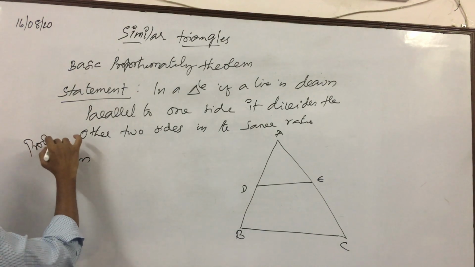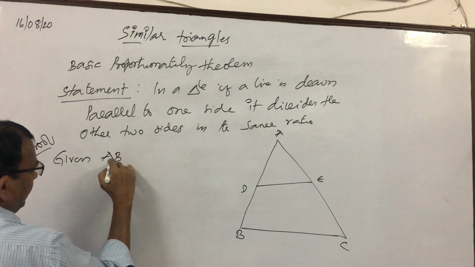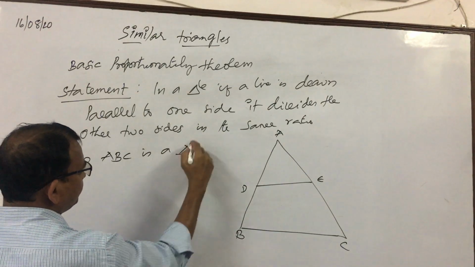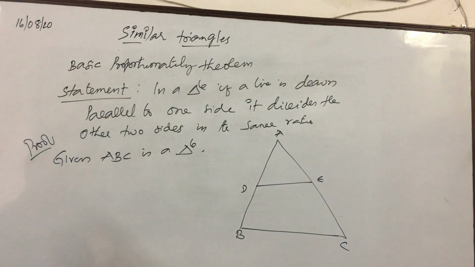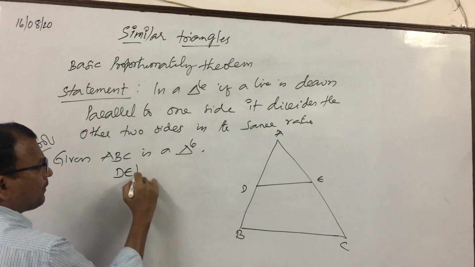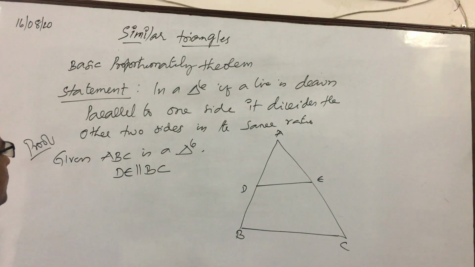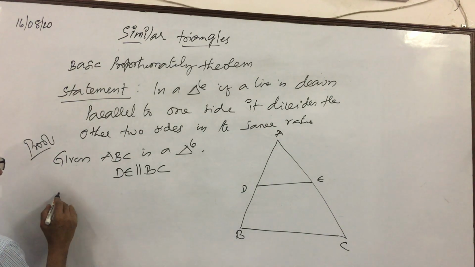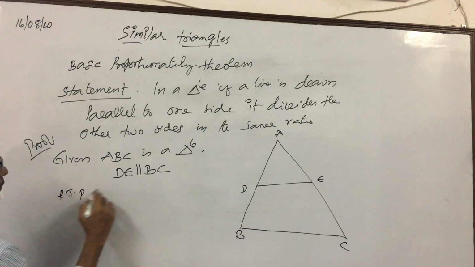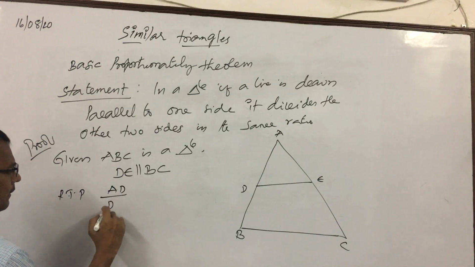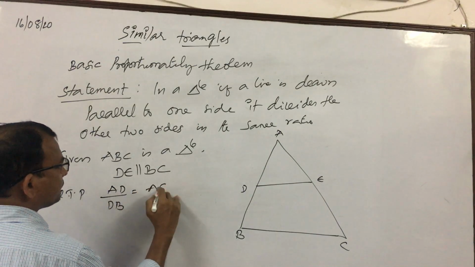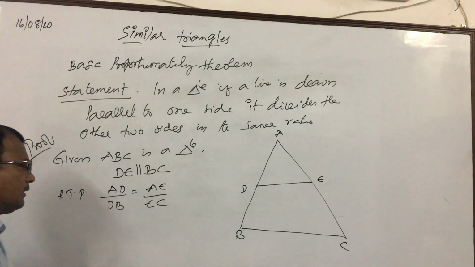So I go for the proof. Given: ABC is a triangle. DE is parallel to BC. Next, required to prove, RTP. What we have to prove? We have to prove that AD by DB is equal to AE by EC.